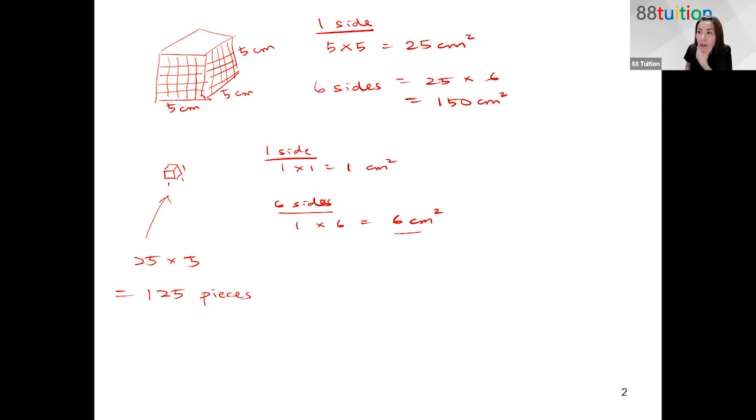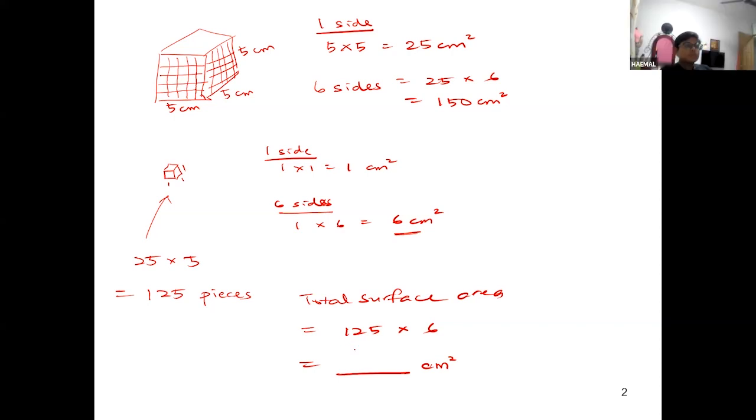Every piece is 6 cm squared. Agree? So what is the total surface area here? 125 times 6. Can you tell me what's the answer? 125 times 6. What's the answer here?